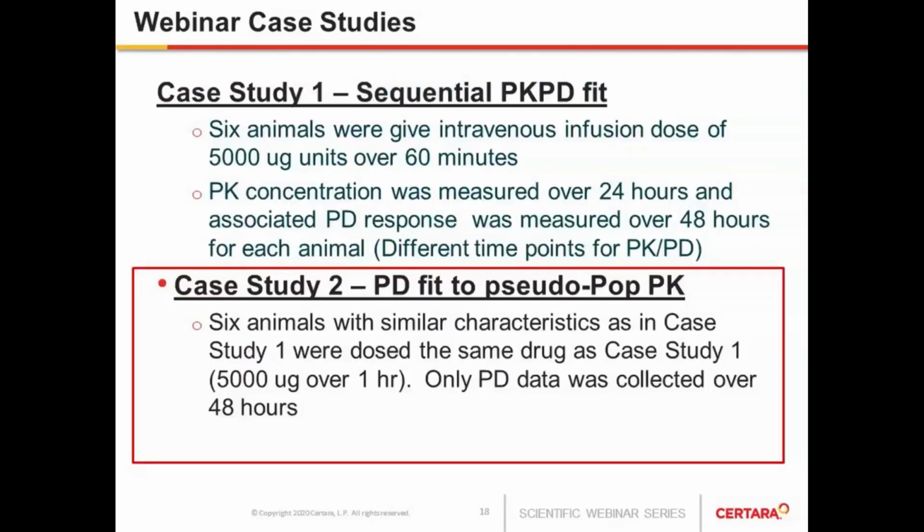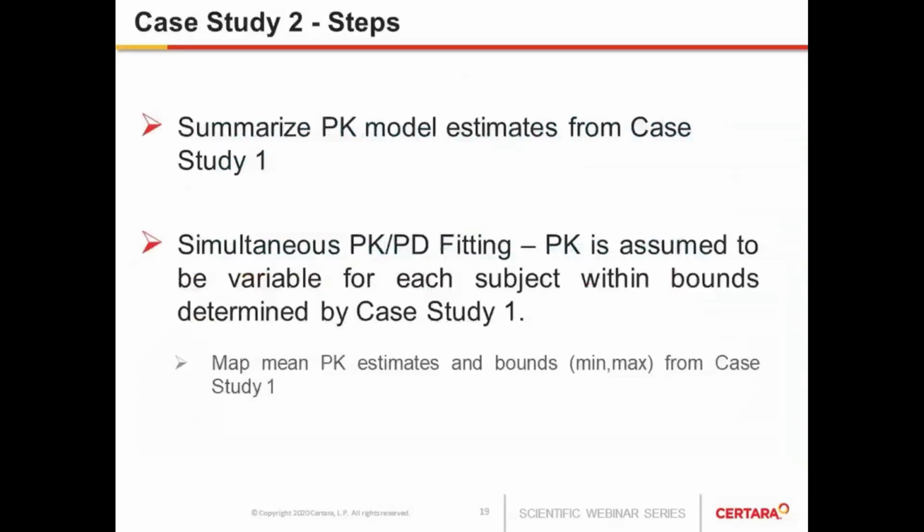And then the second part, the second case study, is PD fit to pseudo pop PK. As I mentioned earlier, it's 6 animals with similar characteristics as in case study 1, dosed with the same drug, and only the PD data were collected this time over 24 to 48 hours. So the new data set will use the mean estimates and bounds from the case study 1 as a PK pseudo population model with variability.